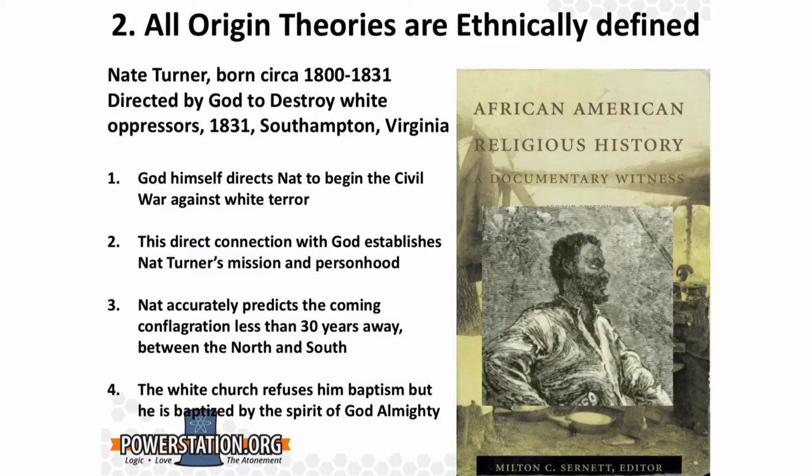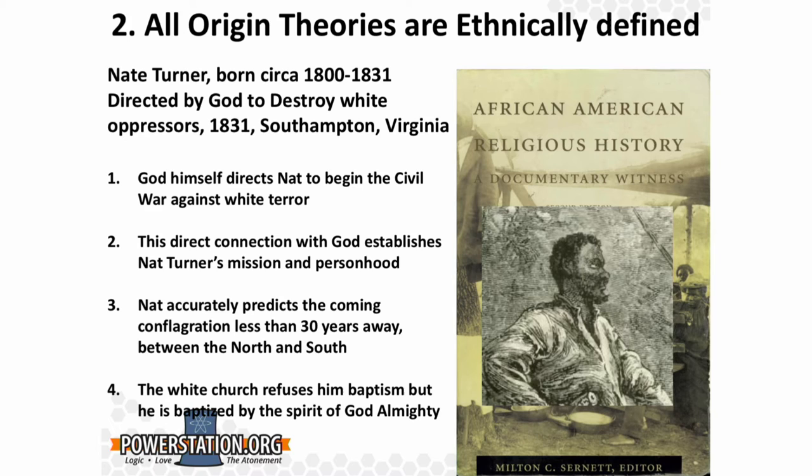Nat Turner, 1800 to 1831. He was directed by God to destroy white oppressors, 1831 in Southampton, Virginia. God himself, and this is Nat Turner's report, God himself directs Nat to begin the civil war against white terror. Isn't it amazing that, let's be frank about this, okay? I'm a university professor and we don't mince words on a secular campus. Nat Turner killed about 50 people, and we think of Nat Turner as a terrorist.